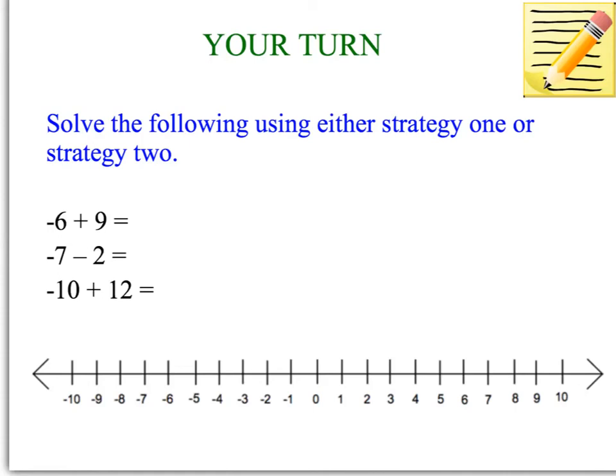Righty-ho, so -6 plus 9. So I'm going to do the little symbol strategy for this one. Negative 6, 1, 2, 3, 4, 5, 6, and there's 9 positive signs. Cancelling out. Alright, so that means equals 3.